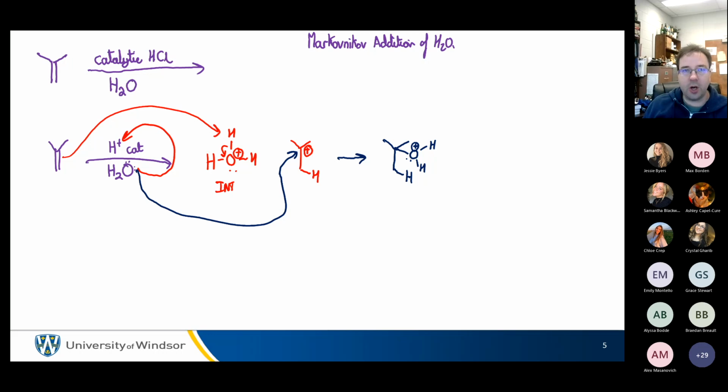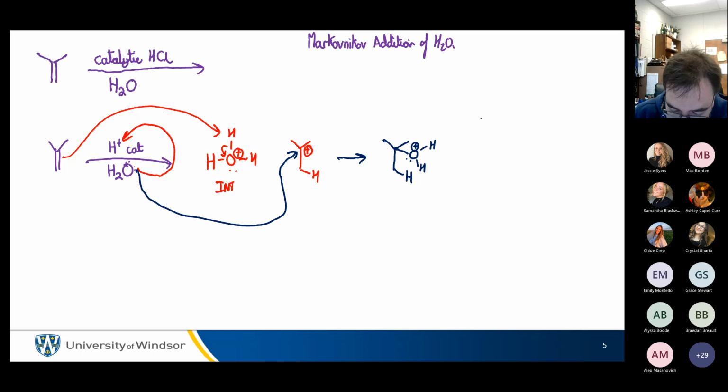No, we don't want a positive charge on oxygen, right? So how do we get rid of that? Yeah, Julia, that's absolutely fine. You can redraw water and draw another arrow. That's fine. I'm just being really lazy.